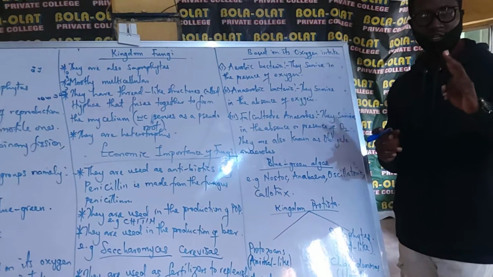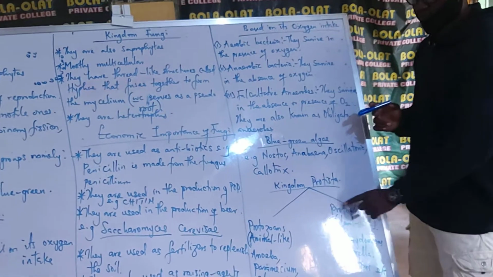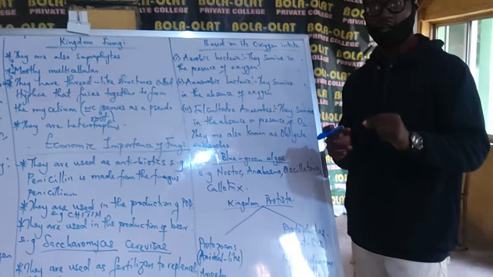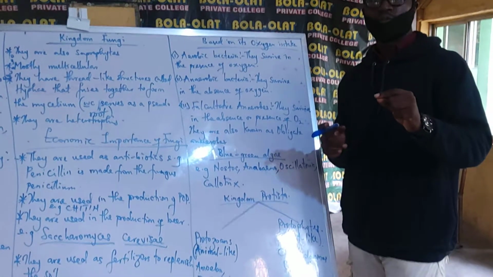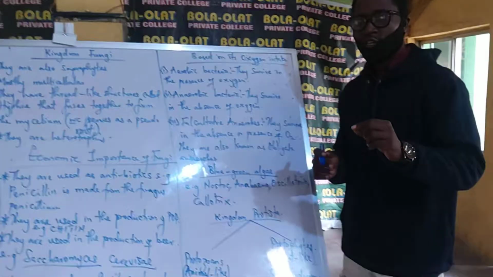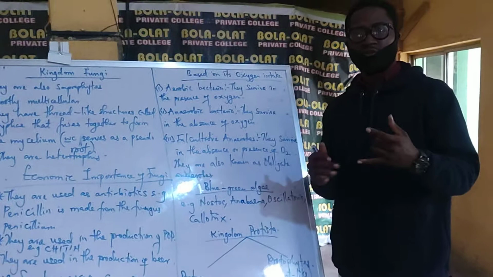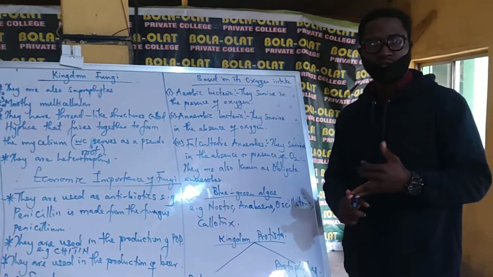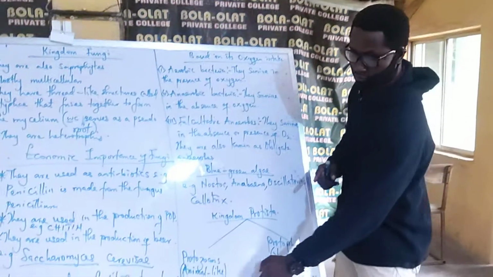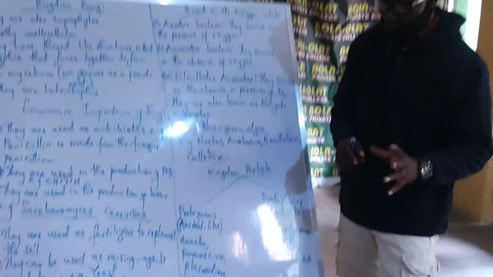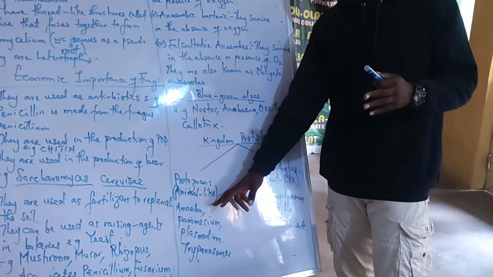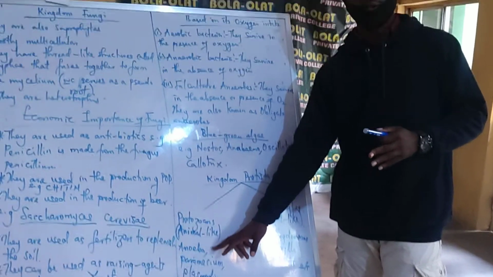Protists are divided into two types. You have the protozoans and the protophytes. The protozoans are animal-like protists. Protophytes are plant-like protists. When we say protozoans, what are the examples of protozoans you know? You have amoeba, you have Plasmodium, you have trypanosome, and then you have paramecium. Many of you would have come across amoeba and paramecium.